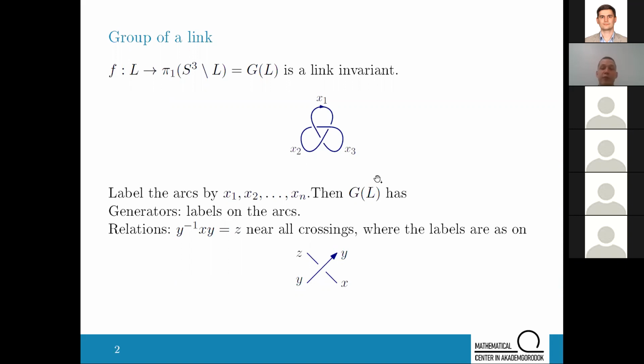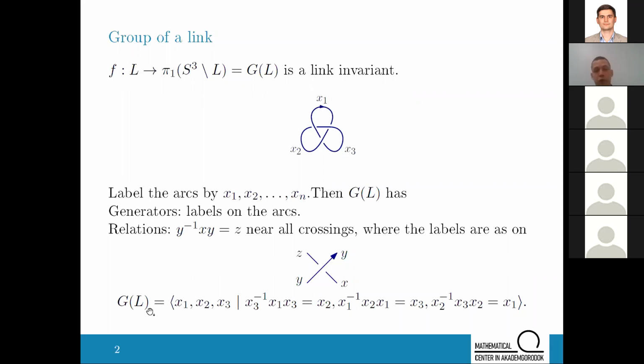So if you want to write the fundamental group, just label the arcs and write a group with the number of generators equal to the number of arcs and the number of relations equal to the number of crossings. For example, for the trefoil knot, all of you know that the group has three generators, three arcs, and three relations, because there are three crossings. You can easily check these relations. The group of a link is a good invariant. However, it doesn't distinguish all links. In particular, there are two non-equivalent knots which have isomorphic fundamental groups.